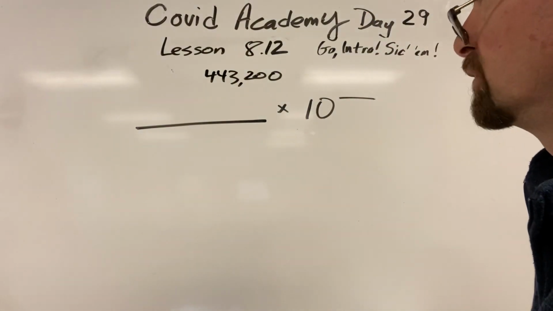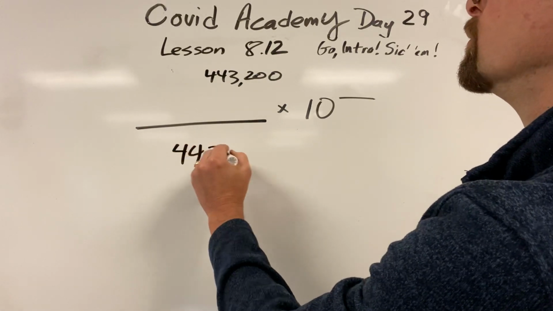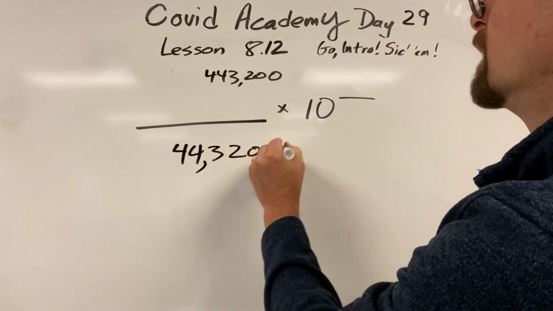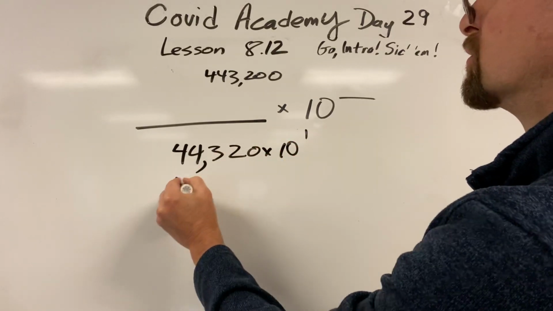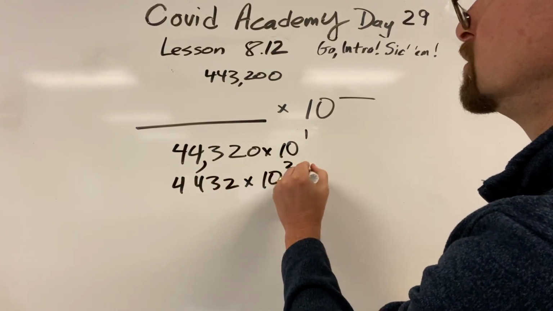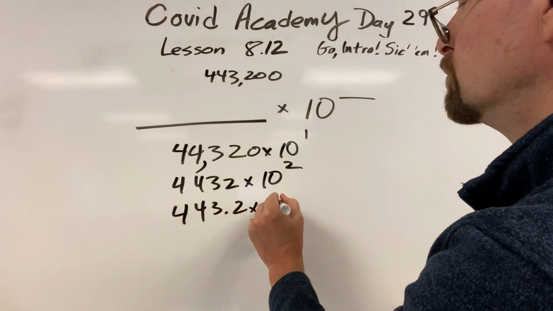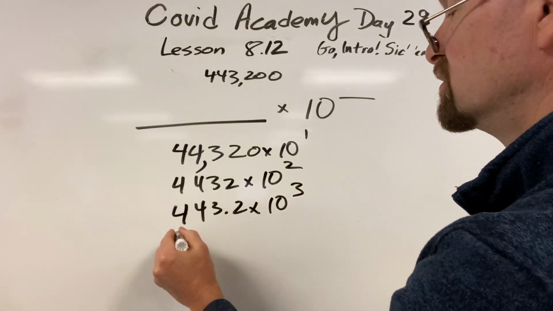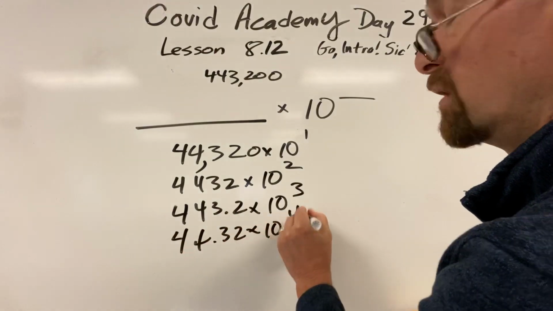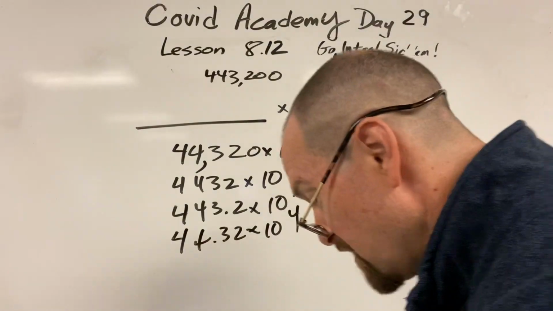Okay, so let's do it. You could have done 44320, taken off just 1 zero and make it times 10 to the 1st. You could have done 4432, taken off 2 zeros. You could have done 443.2, 3 of them. 4.32 times 10 to the 4. No, my hand's starting to hurt. I'm not writing anymore. Okay, that's all you have.